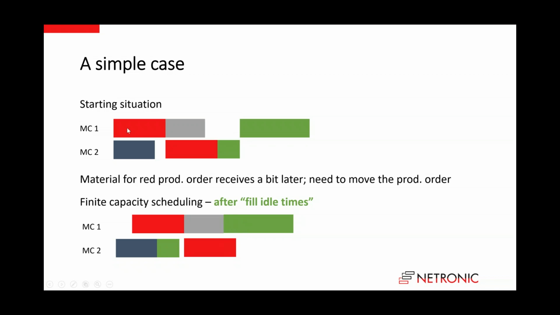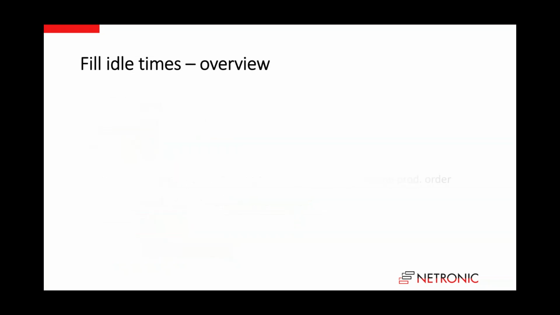And so now, although the red one finishes later and the gray one finishes later, the green one will actually finish earlier, because we make good use of the time that we won on machine 2 because we had the postponement of the red production order on machine 1. And this is how the fill idle times functionality works.